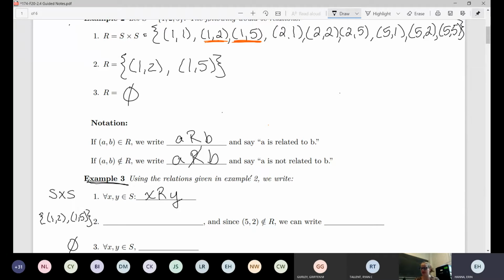In the second one, we have a much smaller set because we only have 1 is related to 2 and 1 is related to 5. So we could say 1 is related to 2, and we could say 1 is related to 5.